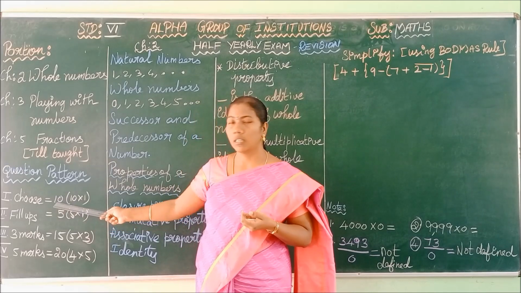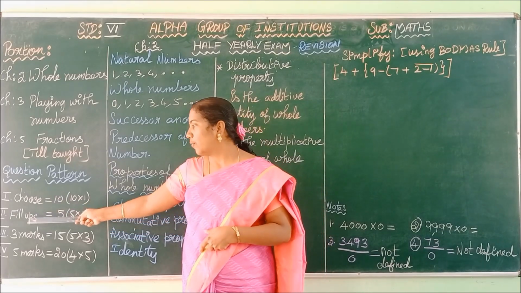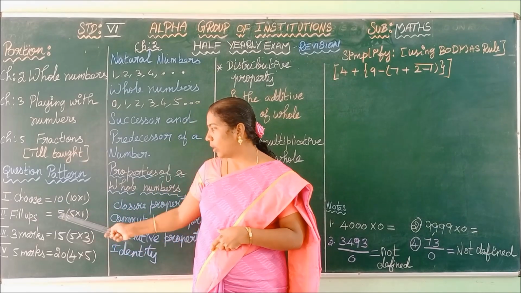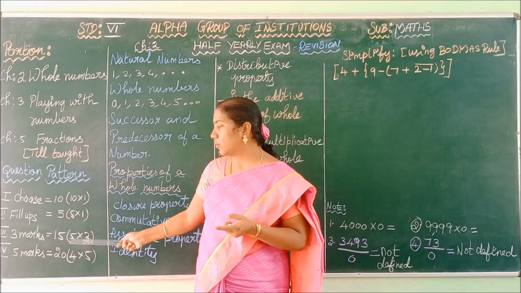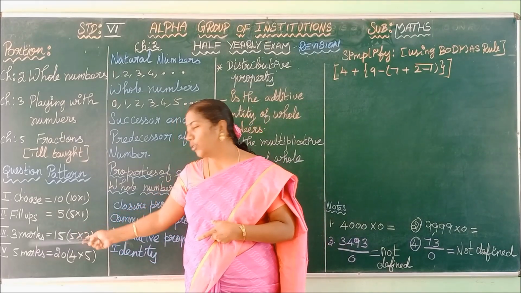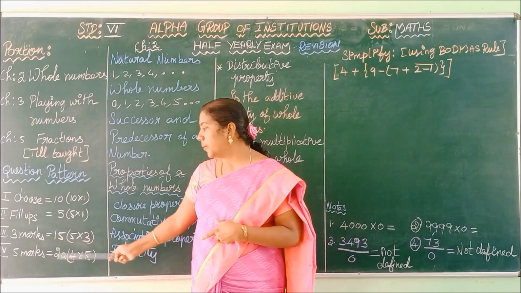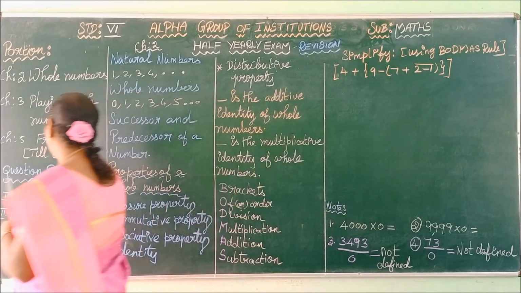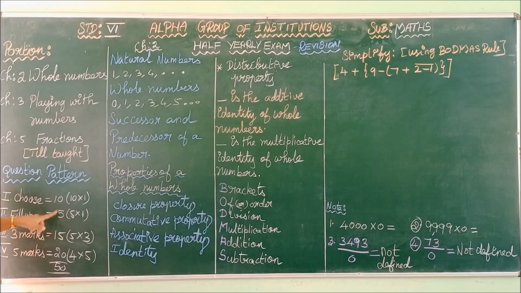See your question pattern. Choose: 10 into 1, 10 marks, and fill in the blanks, 5 questions, 5 into 1, 5 marks. For 3 marks there will be a choice; among them you have to answer only 5 questions, so 5 into 3, 15 marks. For 5 marks you also have a choice; among them you have to answer 4 questions, so 4 into 5, 20. So totally you are going to write 50 marks for your half-yearly examination.